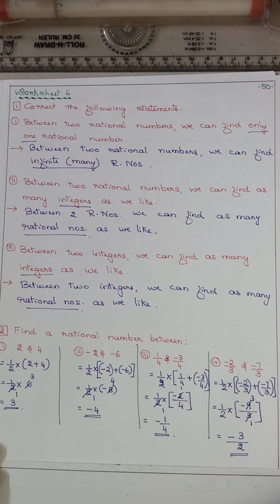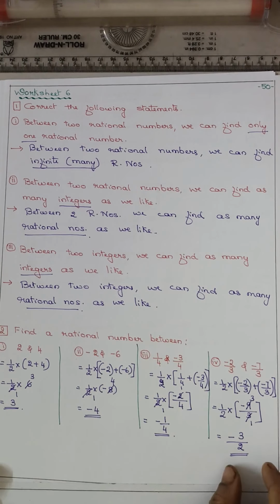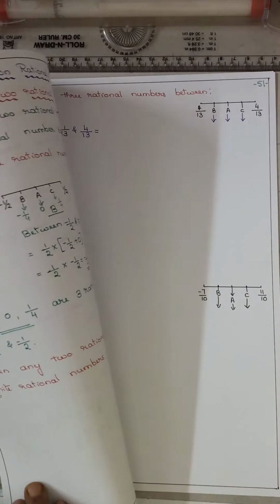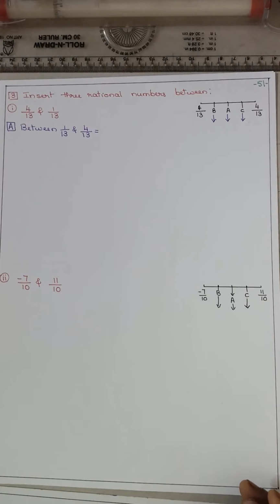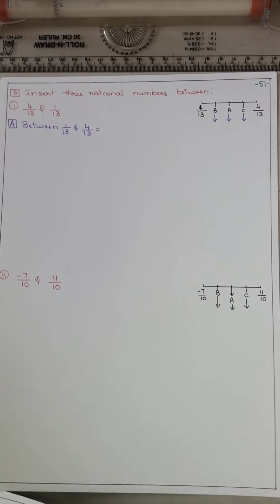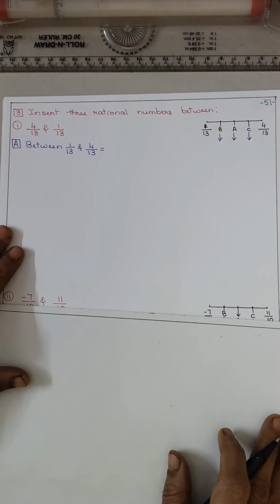Is it clear? So this was to find out one rational number between the two given rational numbers. Is it okay? So coming to the third sum, insert 3 rational numbers between 4 by 13 and 1 by 13. You have to put 3 rational numbers.